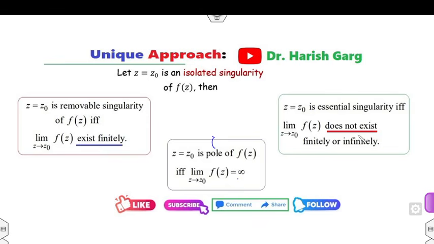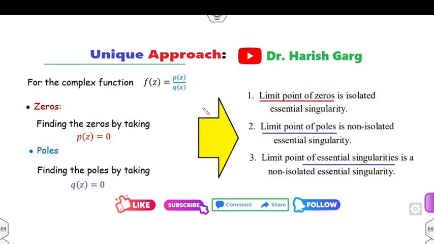And if the limit does not exist, what is the meaning of the limit not existing? That means it is not unique. Then you can say it is an essential singularity. And these are the three methods I have used throughout this lecture series.